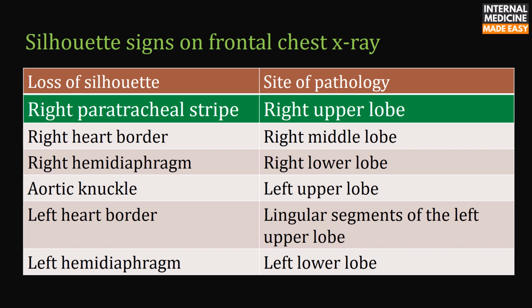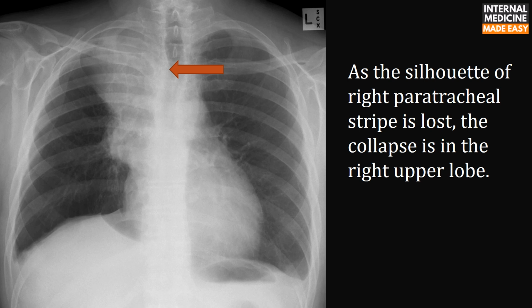In the previous video, we learned about the silhouette signs on frontal chest X-rays, and we know that loss of the right paratracheal stripe indicates that the pathology is in the right upper lobe. As the silhouette of the right paratracheal stripe is lost, the collapse is in the right upper lobe.